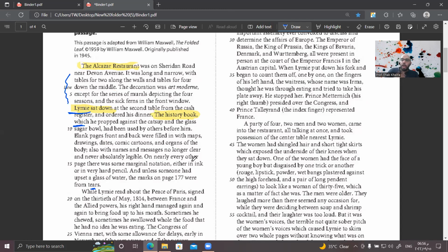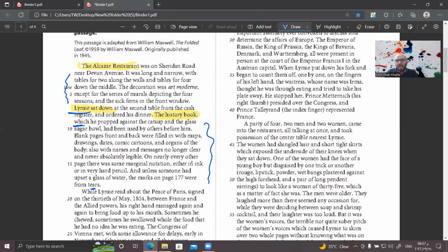Well, if you came to the conclusion that we are describing the same thing, and we didn't add anything new to the most valuable piece of information, then you are right. What do we talk about here? We are talking about the history book, right? Which he broke against the glass sugar bowl had been used by others before him. Blank pages. Pages of what? Of the book. I describe the pages of the book. Is description important in the literature passage? No. Skip description.